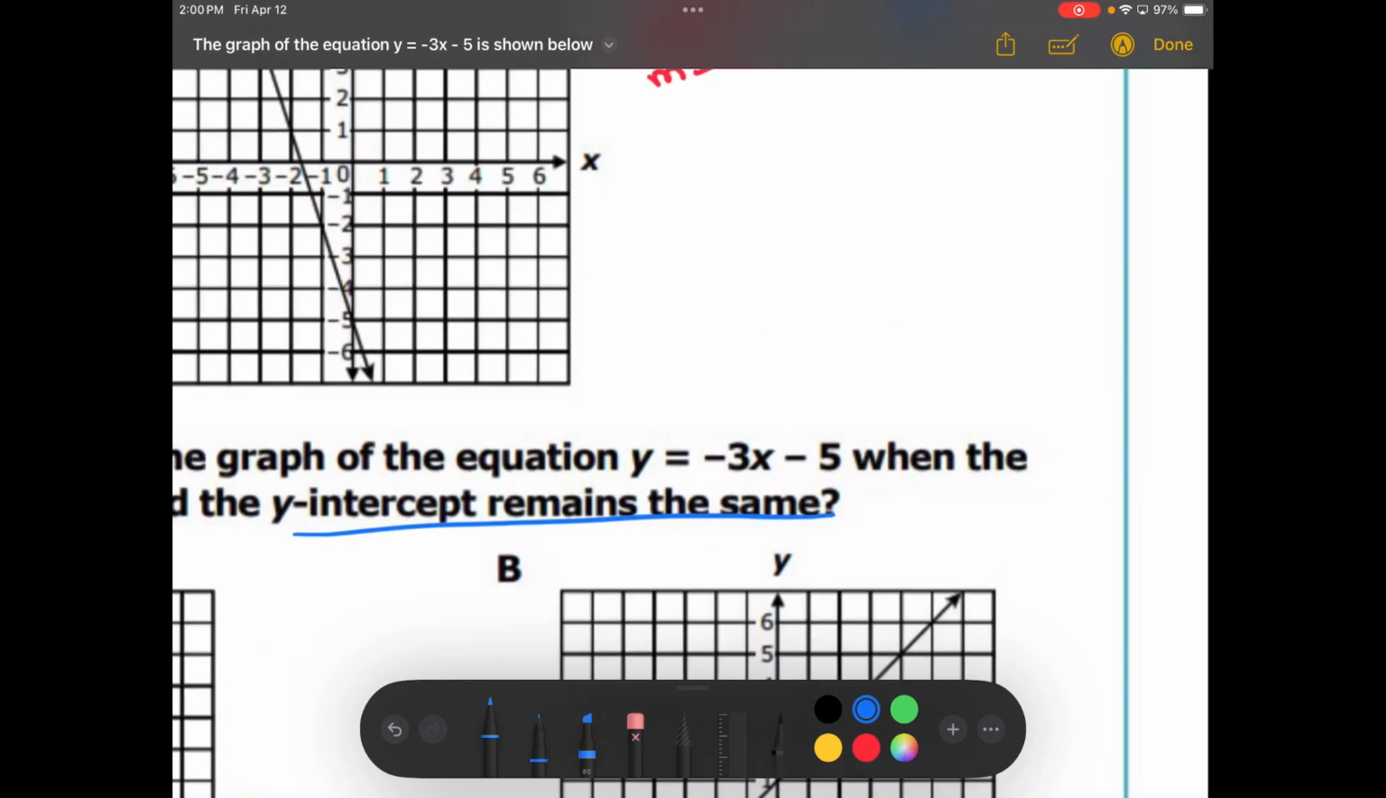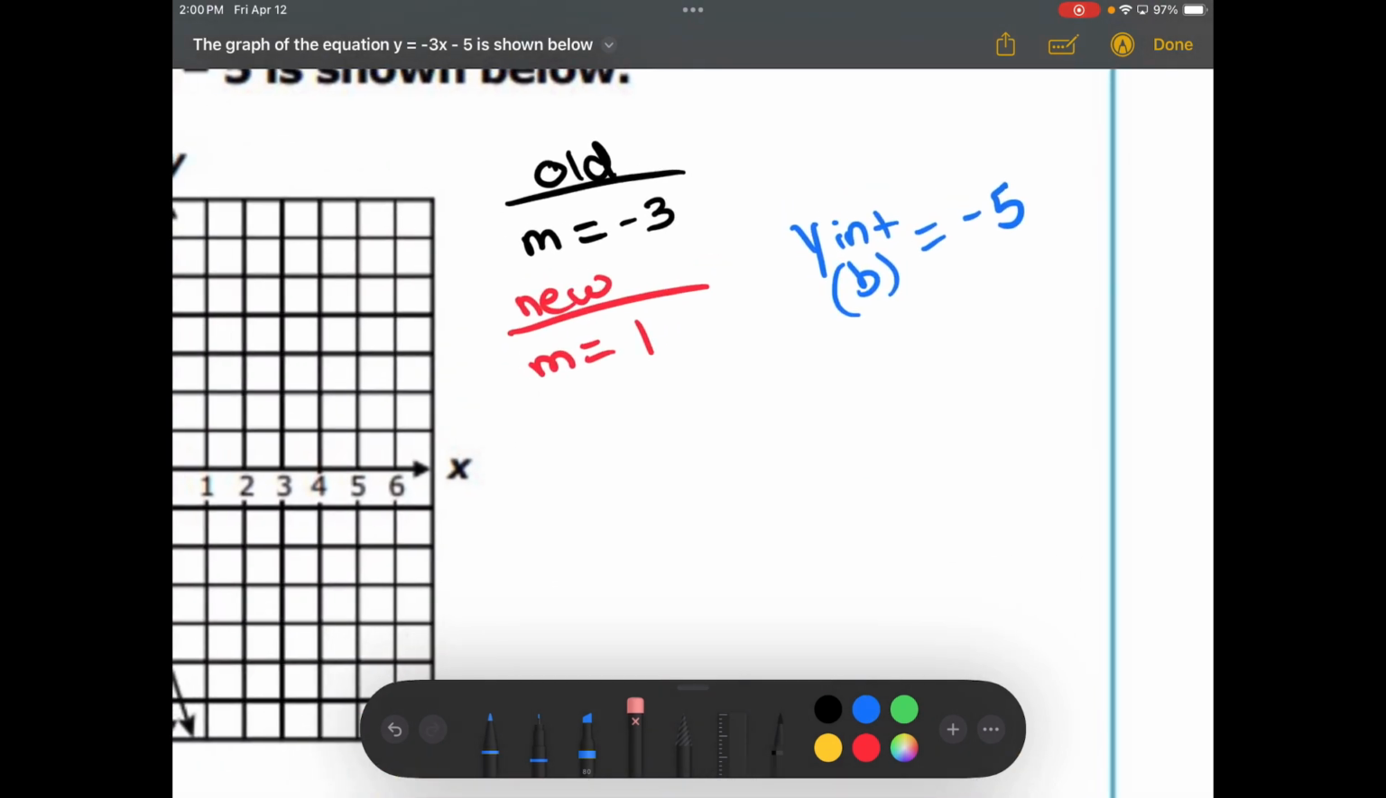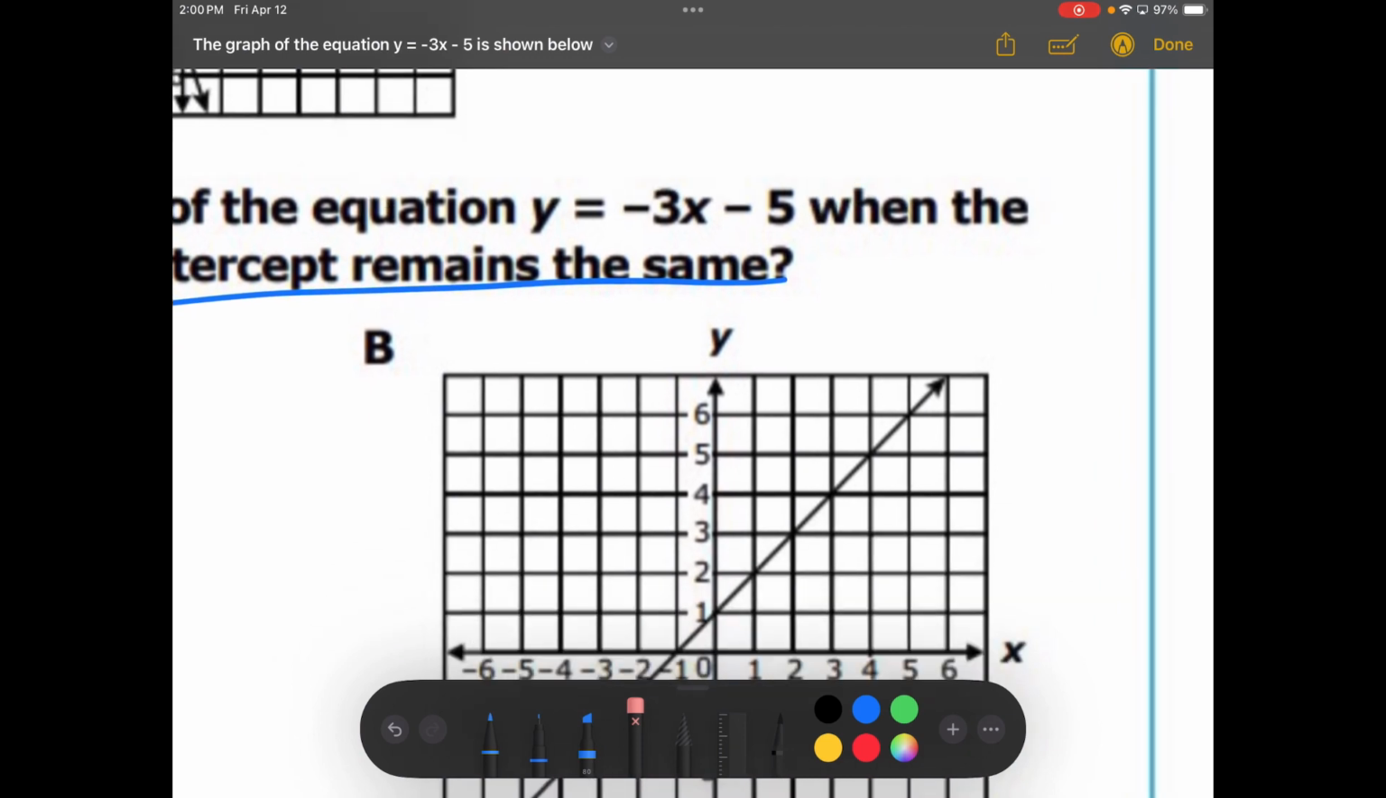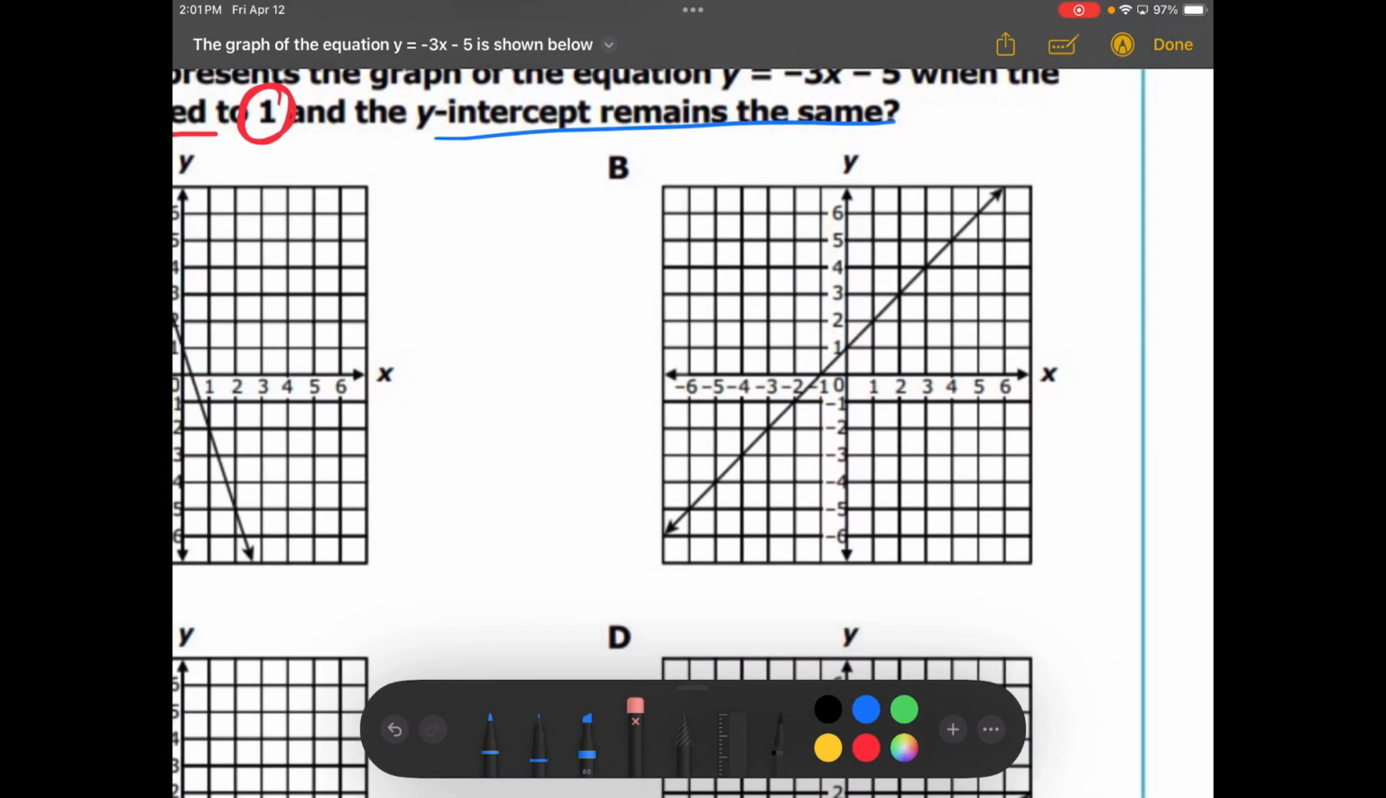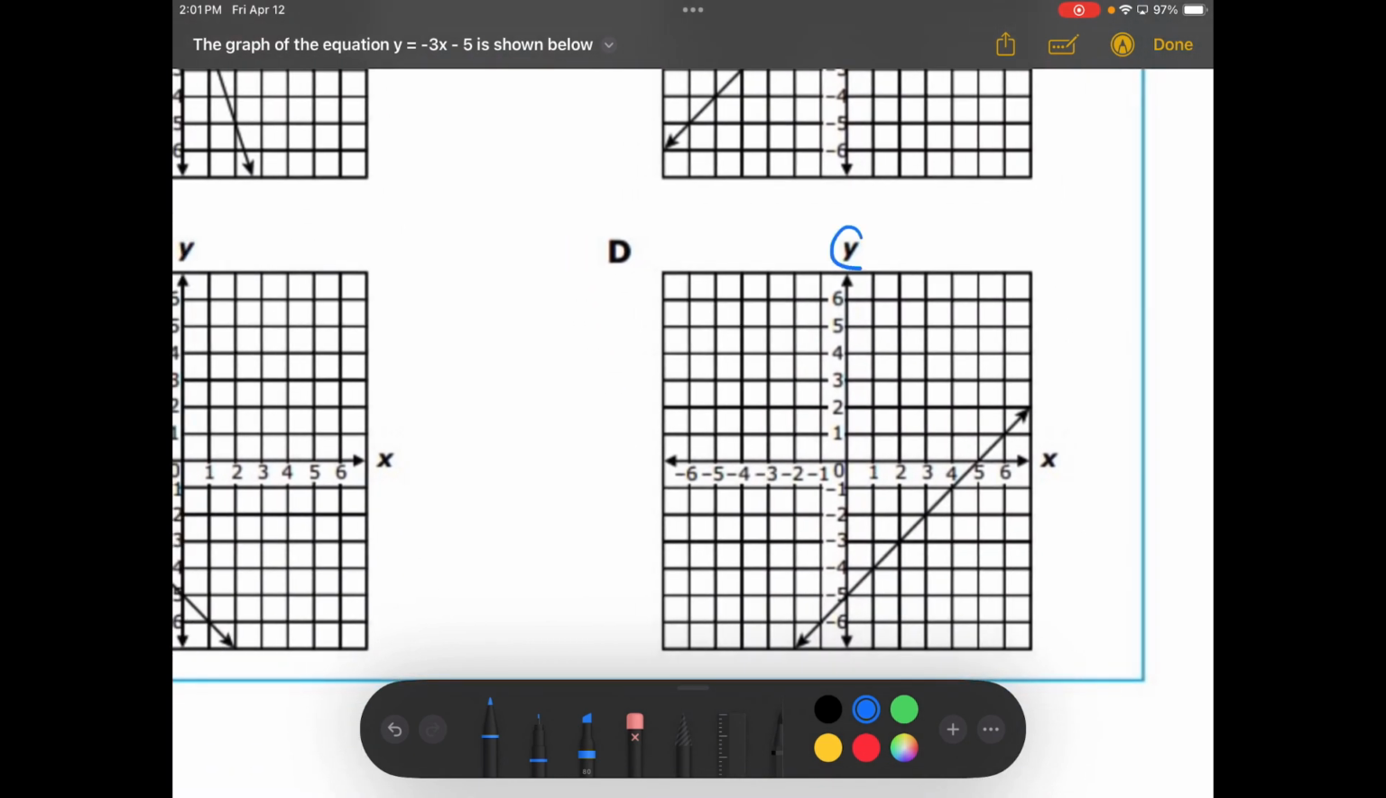What do we know about the y-intercept? The y-intercept is what? What number? Negative 5. And the y-intercept is where it crosses which axis? The y-axis. Good job. So let's look at our answer choices. So I'm going to slide down. If I look at this y-axis and I go down, where is this line crossing the y-axis? Is that your answer? Okay, let's look at this one. Where is this line crossing the y-axis? So what's our answer? D. Use the process of elimination to help you get to the answer.